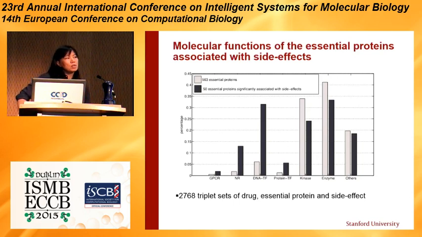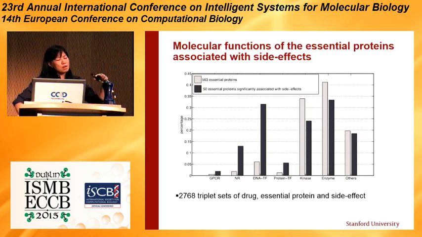Only about 2% of them we're able to find the validation. But then we analyzed this association. We found that they are actually biologically meaningful. For example, we look at the essential genes or proteins enriched in these associations, where they are significantly associated with the side effect. We found that they enrich the nuclear hormone receptors and the transcription factors.